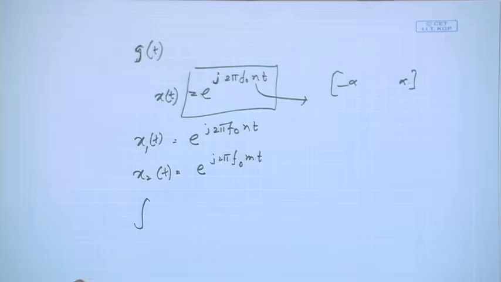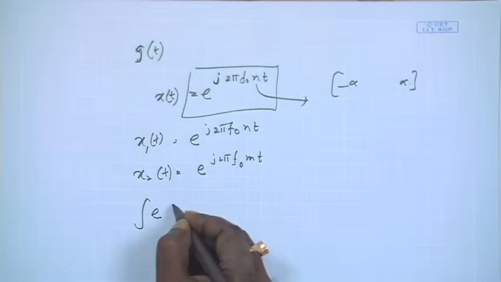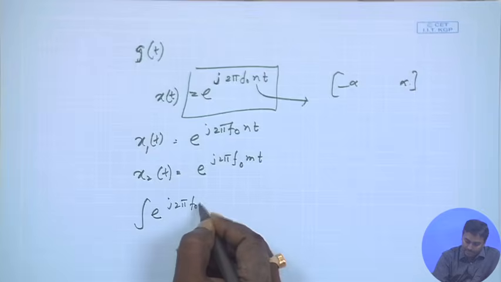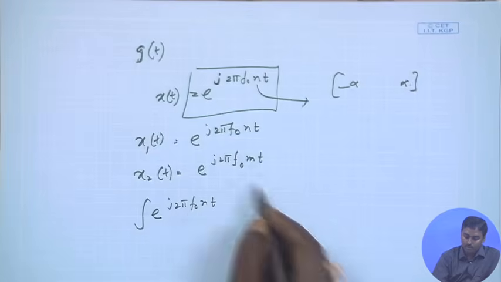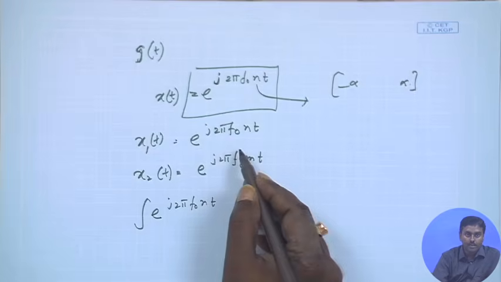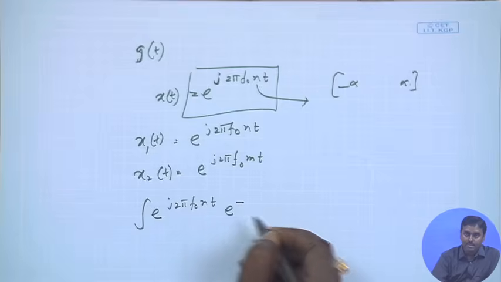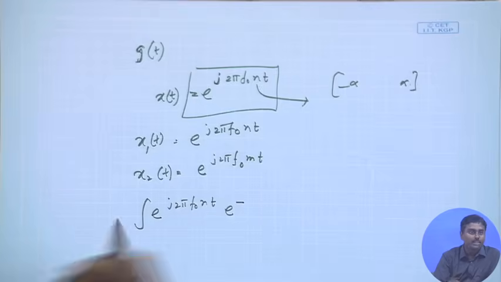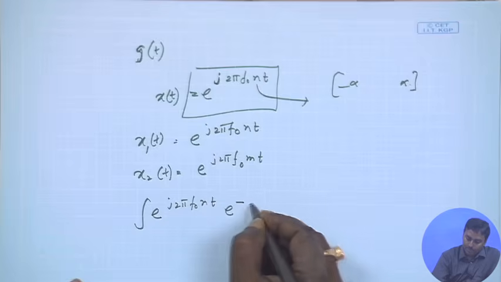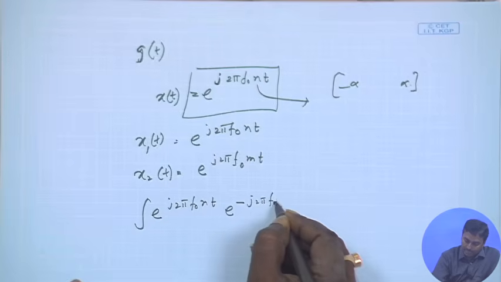So, what is the orthogonality criterion? That is the integral of x1(t) into x2(t) star. So, it should be e to the power j 2 pi f0 n t into the complex conjugate of the other one. The complex conjugate of an exponential is just the minus of that, so e to the power minus j 2 pi f0 m t, dt.